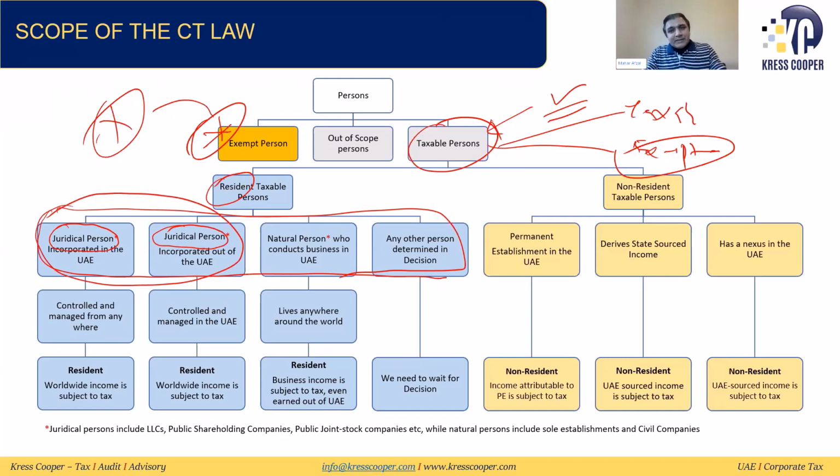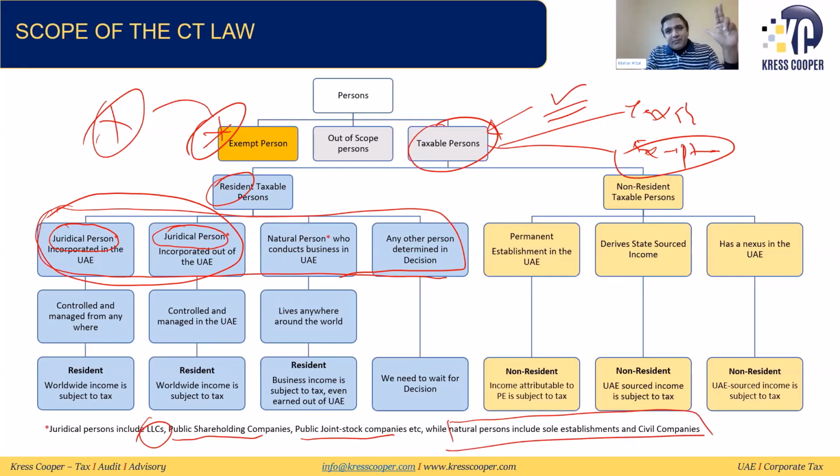If someone is getting any dividend or profit distribution from the resident juridical person, that will be exempt from the UAE corporate tax law. A resident juridical person can be a company which is controlled and managed from where, it doesn't matter, but the company is established in the UAE. It doesn't matter if the company is established in the free zone or mainland. If the company is established in the UAE, it will be considered a resident juridical person. We have discussed the examples as well. It will be LLC, public shareholding company, public joint stock company. But the natural person, we'll just discuss the natural person.